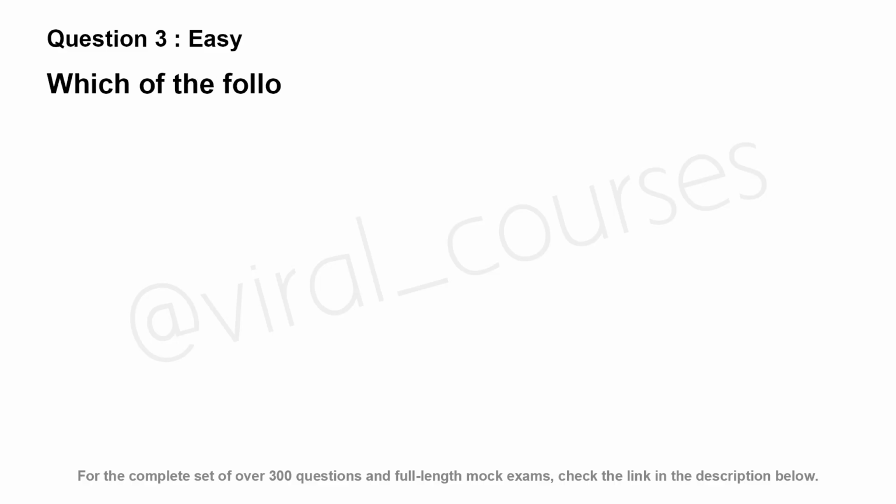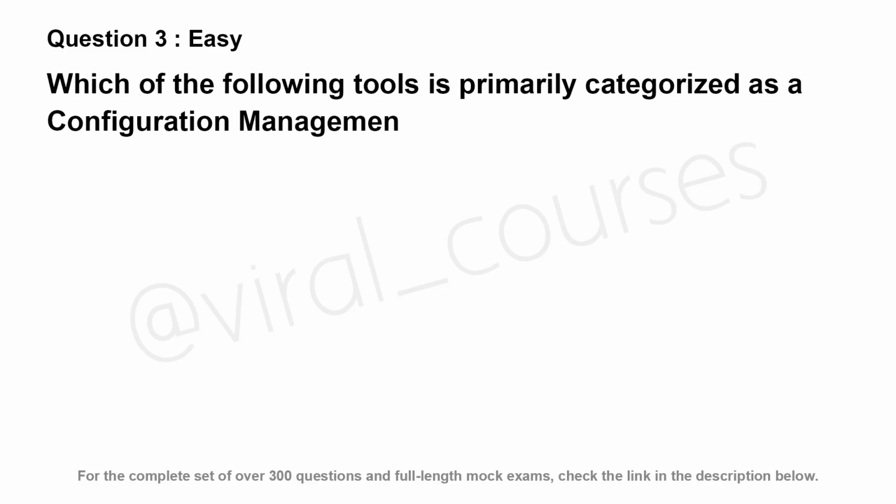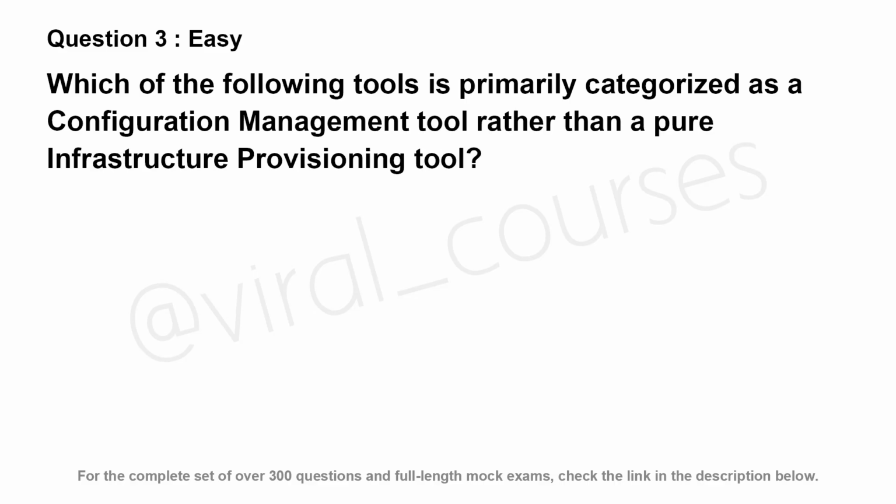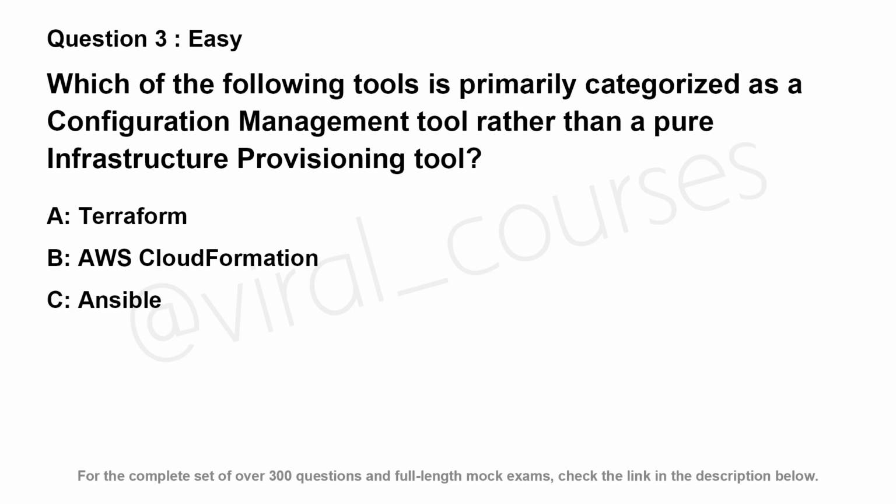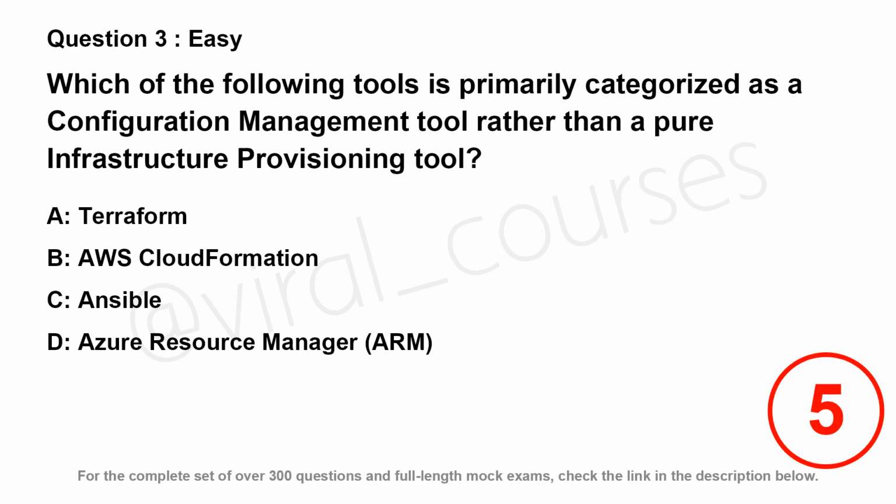Which of the following tools is primarily categorized as a configuration management tool rather than a pure infrastructure provisioning tool? Option A, Terraform. Option B, AWS CloudFormation. Option C, Ansible. Option D, Azure Resource Manager, ARM.